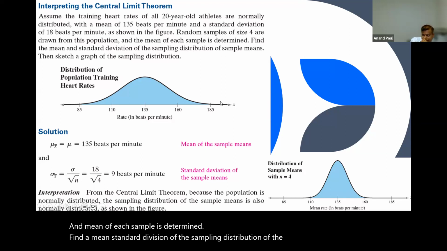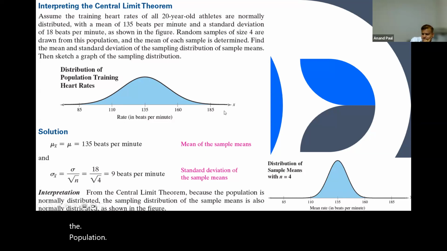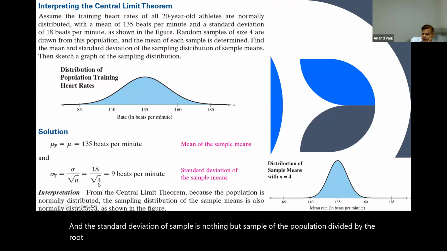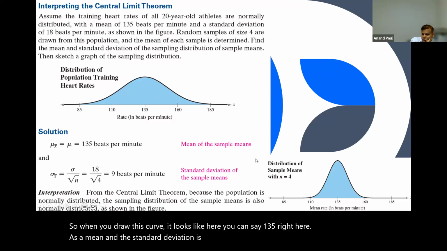So here, this is the population curve, which looks normal, and the mean of the sample is the same as the population, which is 135. And the standard deviation of the sample mean is nothing but the standard deviation of the population divided by the root n. So 18 divided by root 4, which is 9. When you draw this curve, you can see 135 right here as the mean, and the standard deviation is 9 beats. So it's more narrow here.